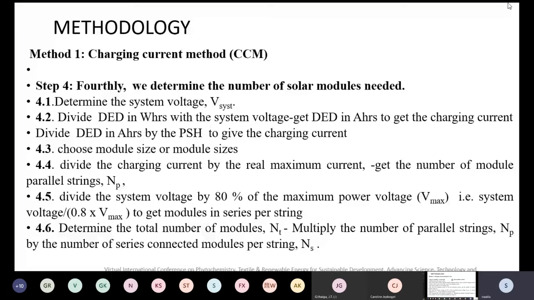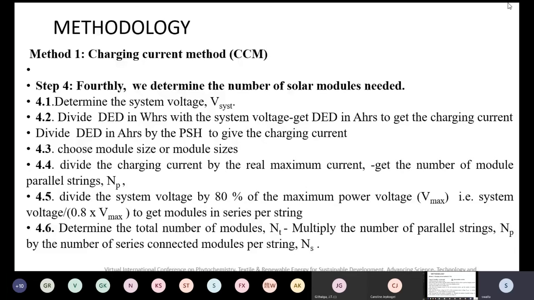So you may get one panel that will give the charge current, or a number of them, when combined and connected, either in series or in parallel, will give you that particular charging current. So you choose appropriately depending on what is in the market. Then we get the number of modules in parallel in a string. We get this by dividing the charging current by the maximum current of one panel.